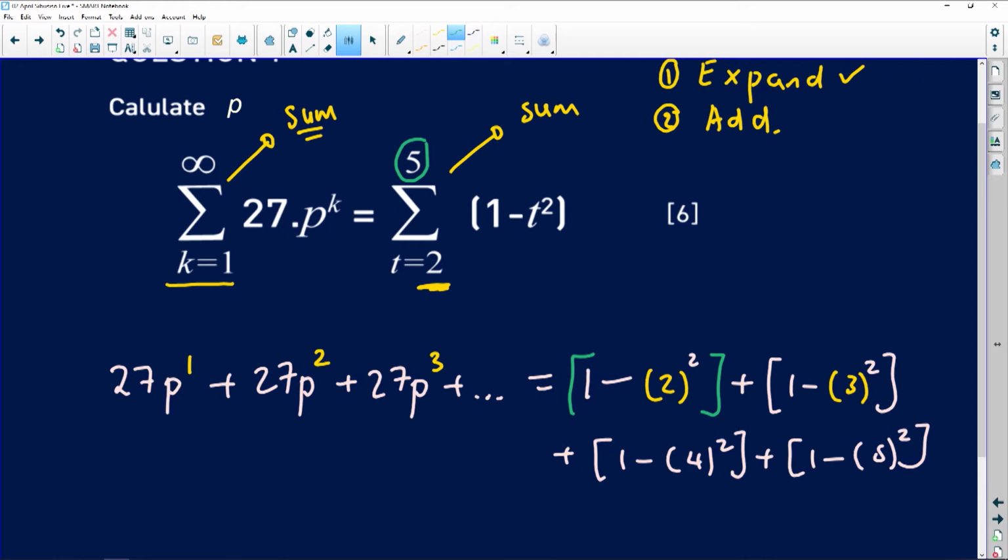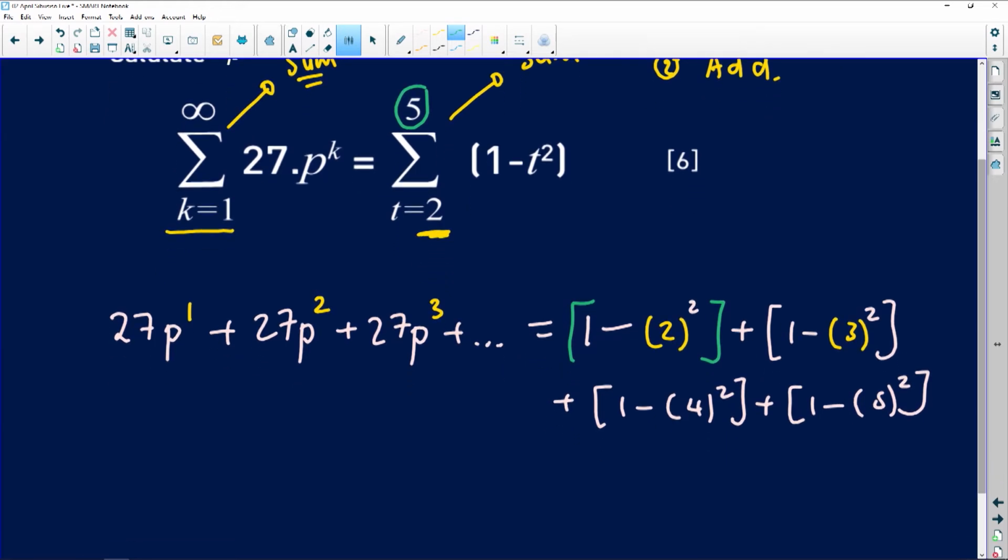So those numbers are the ones that guide you in terms of where you need to start and where you need to stop. So the first value was t equals 2, then t equals 3, then t equals 4, then t equals 5, then we stop there because we're required to stop when we get to t equals 5.